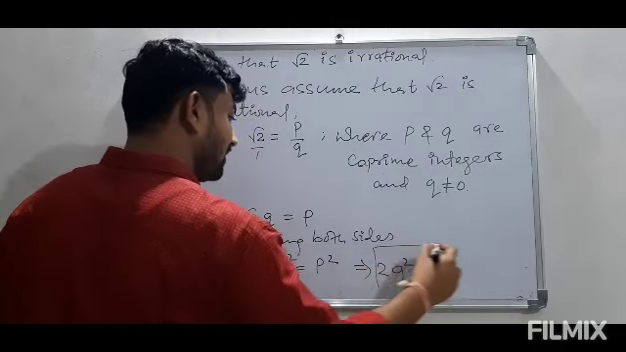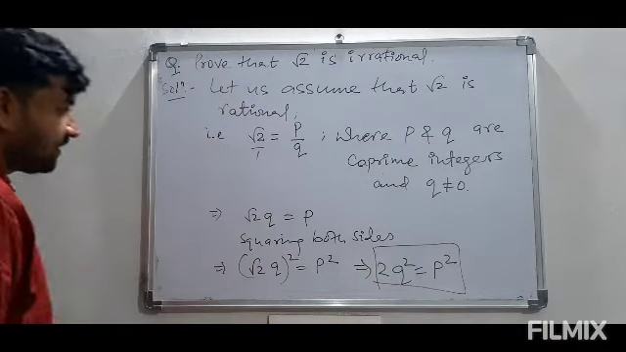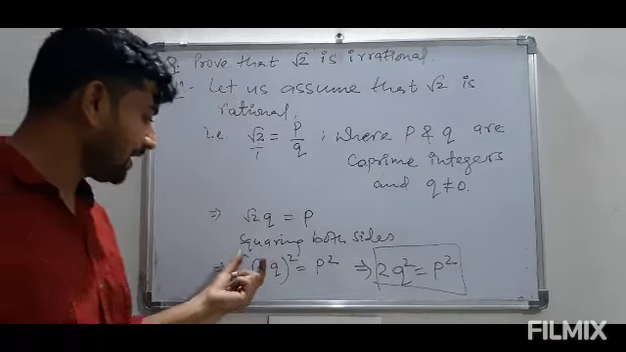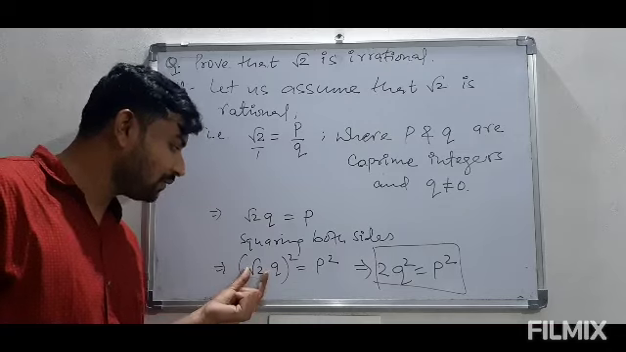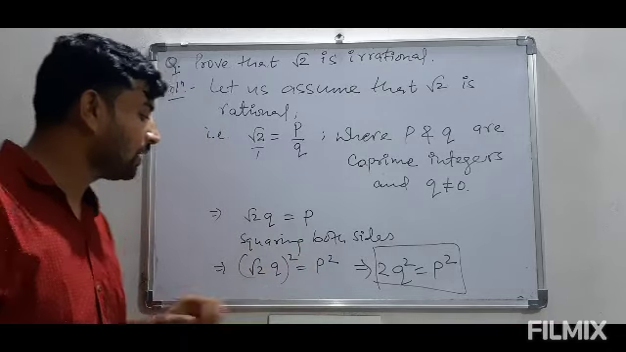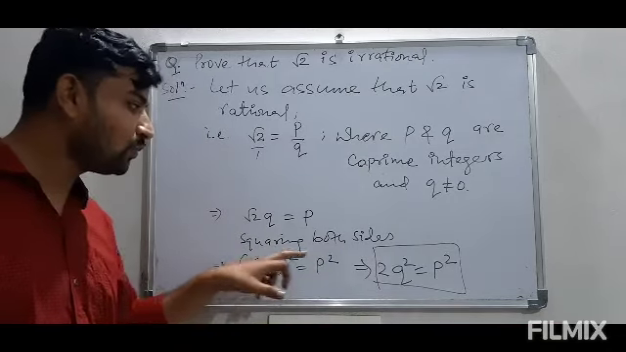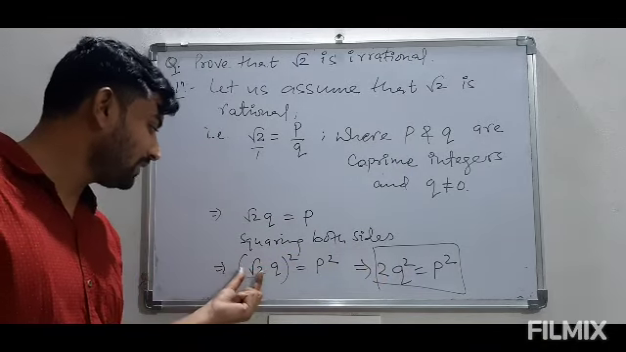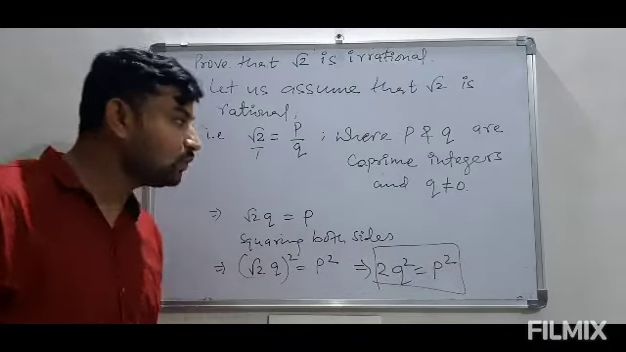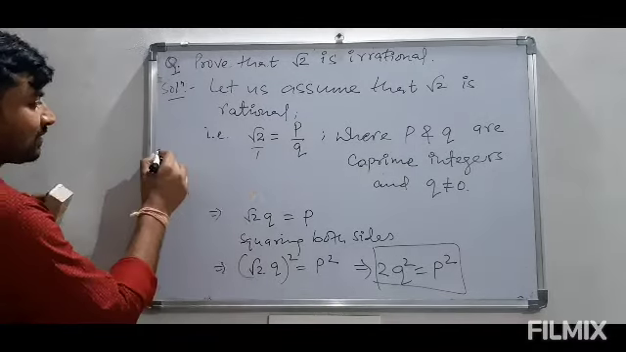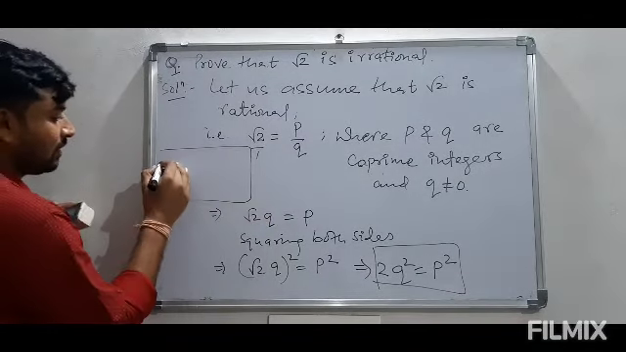Now this is a very important fact, but before that I just want to discuss why I am writing root 2 square as 2. And the q is present there, so q square is q square. So I am writing root 2 square as 2 here. So why am I writing this? Let us come to this fact.